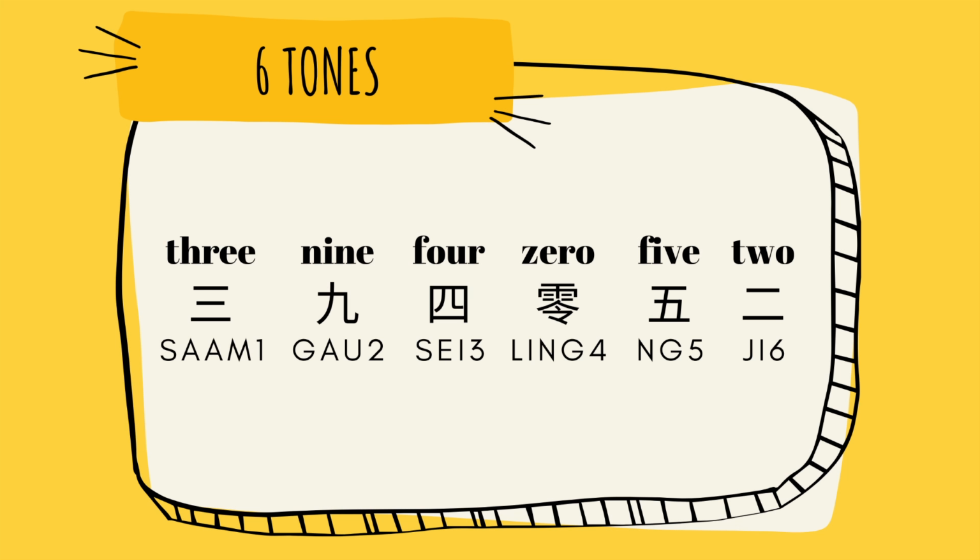You can remember these 6 numbers in the examples in order to help you get used to the 6 tones. 3, 9, 4, 0, 5, 2. Again, 3, 9, 4, 0, 5, 2.